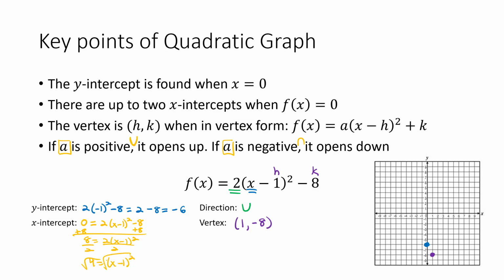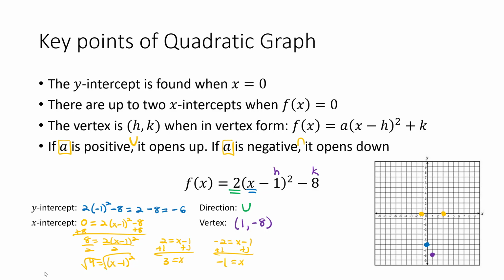Take the square root of both sides, and remember when we take the square root, we need that plus or minus. So the square root of 4 is 2, so it's either 2 equals or negative 2 equals that x minus 1. If I add 1 to both sides, x could equal 3. Or if I add 1 to both sides, x could equal negative 1. So we have 2 x-intercepts. One of them's at 3, and one of them's at negative 1.